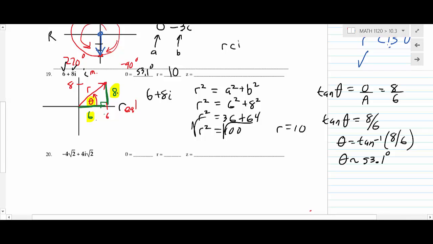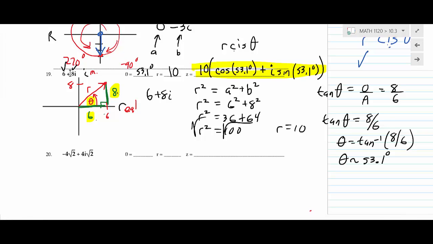Now we have the r cis theta form. If you remember that, you've got it made. So the r is 10, then you have a parenthesis, cis is cosine of the angle, 53.1 degrees, plus i times the sine of 53.1 degrees. That's the answer to your problem. That is the trigonometric form of the complex number 6 plus 8i. If you went through and did the cosine of 53.1 and sine of 53.1 on your calculator and multiplied it out, it would just get you back to 6 plus 8i, that's all.